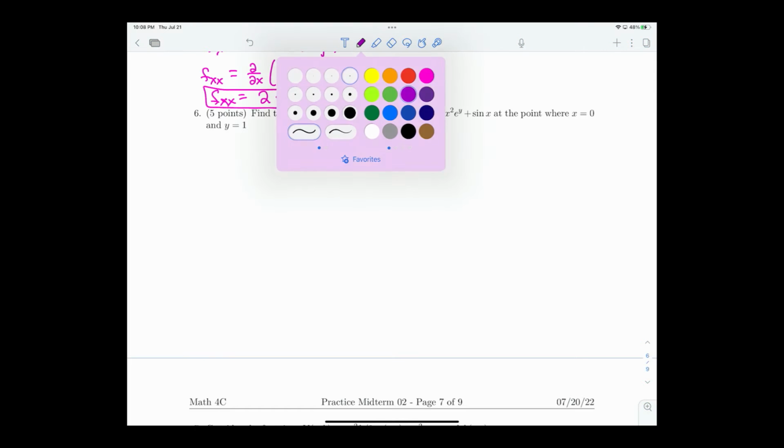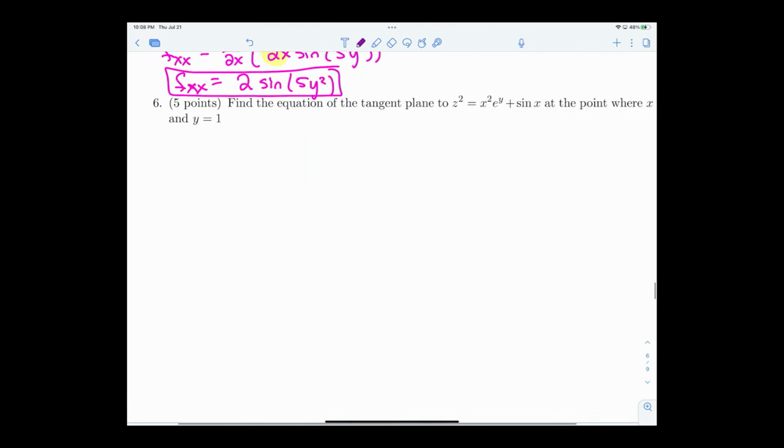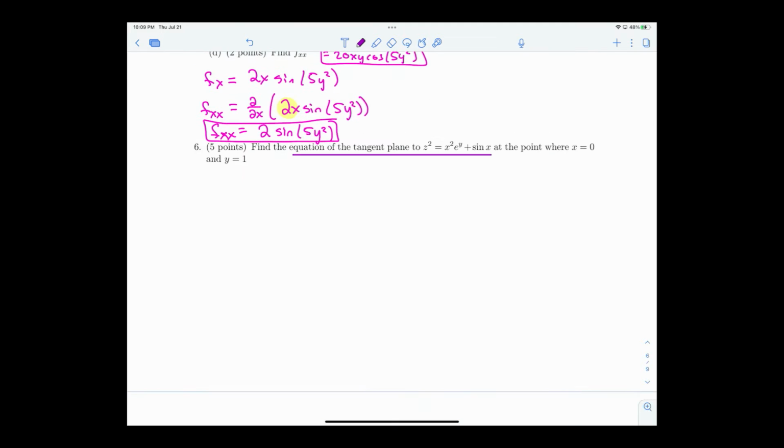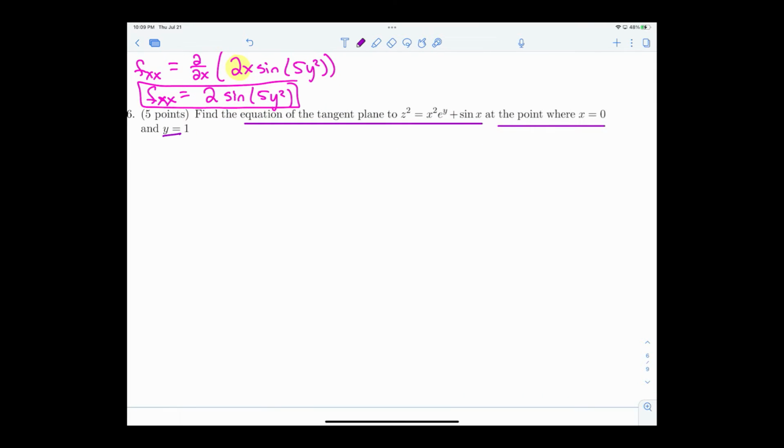So problem 6. Find the equation of the tangent plane to a surface at the point where x equals 0 and y equals 1. Let me think about this for a second. There might be 2 points. Let's figure it out. If we put x equals 0 and y equals 1 into this equation, we could find the z value. You might not have realized it was missing, but it is, right?